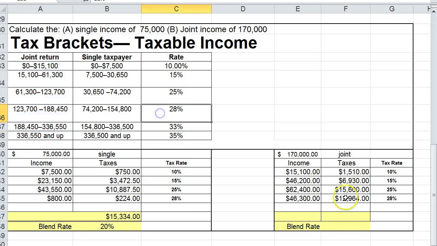And I stopped at the 28%. So my total taxes are going to be $37,000. And to get my blended rate, I'm going to take my $37,000 and divide by my 170,000, and I get a blended rate of 22%. And that's how to figure out how much tax you owe the government based on your income.